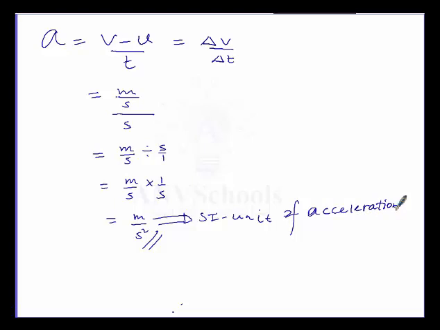So here we have three possible cases for acceleration, the possible values of acceleration. The acceleration of the object can be positive, or the acceleration of the object can be negative, or the acceleration of the object can be 0.